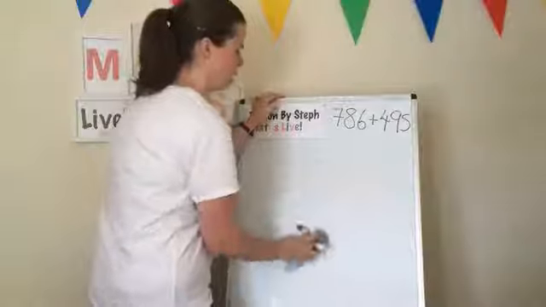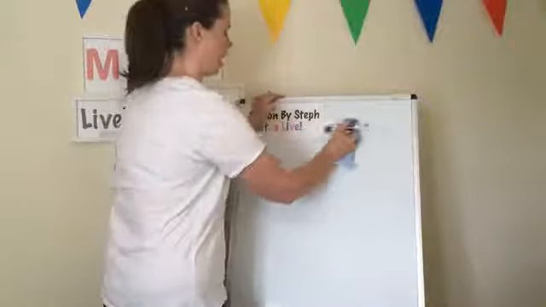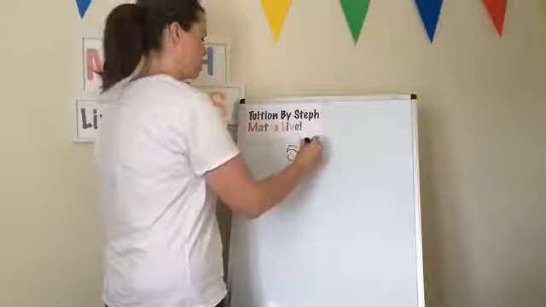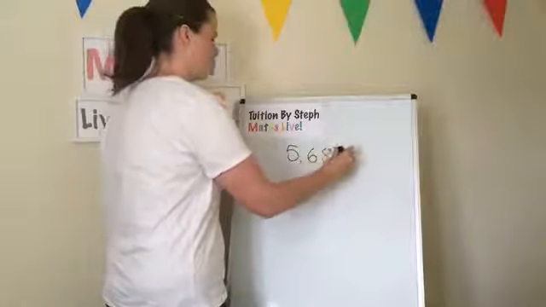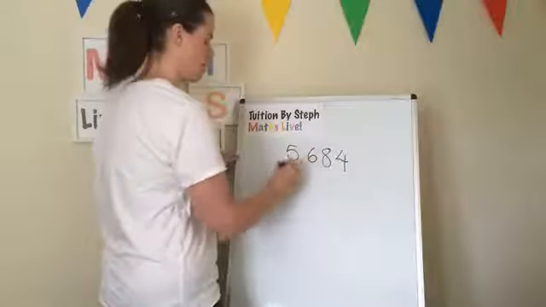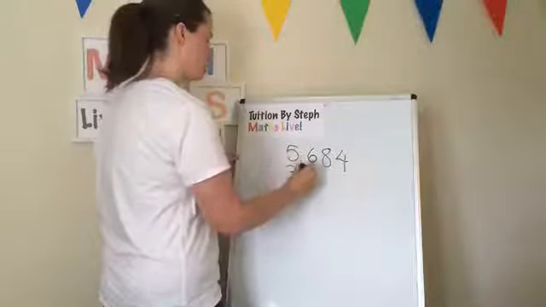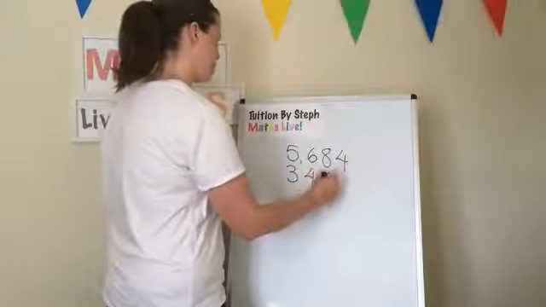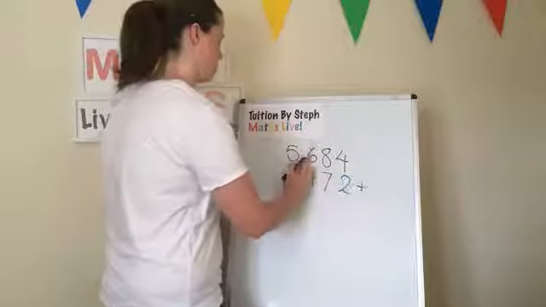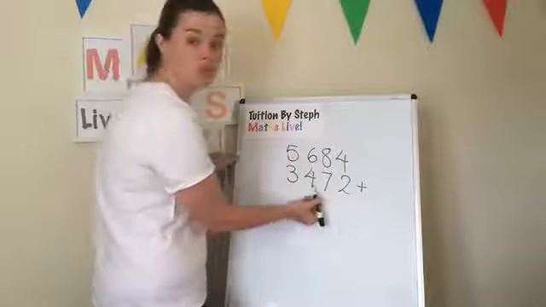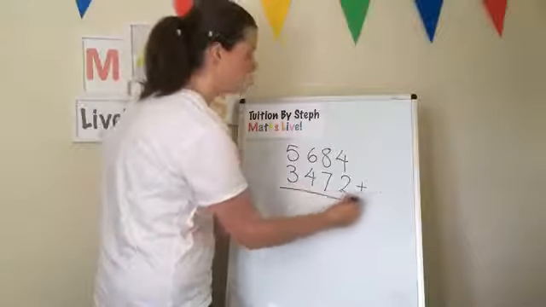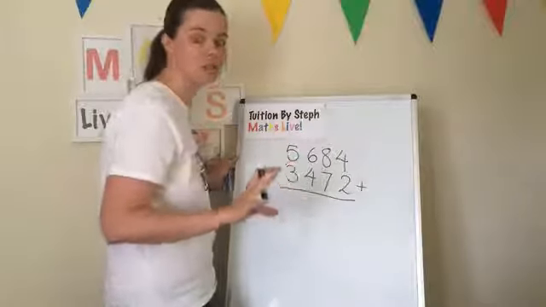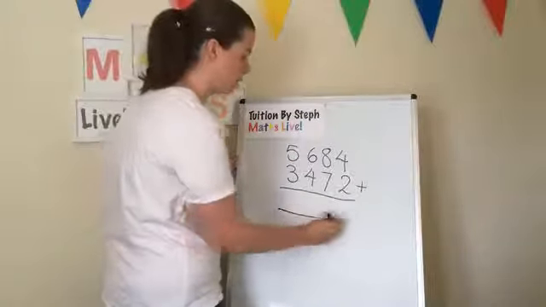Okay. Let's try a bigger number. Okay, I'm going to go into 5 digits now. 5,684. So I'm just putting my column just to show you there. Plus 3,472. So we've got our ones, tens, hundreds, thousands. There's no rushing, okay? You never need to rush in maths. Take your time. The accuracy is more important than getting it right quickly.